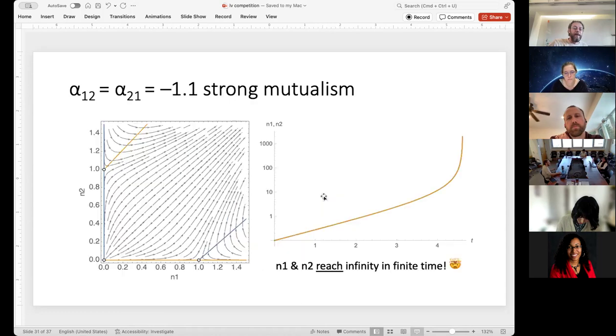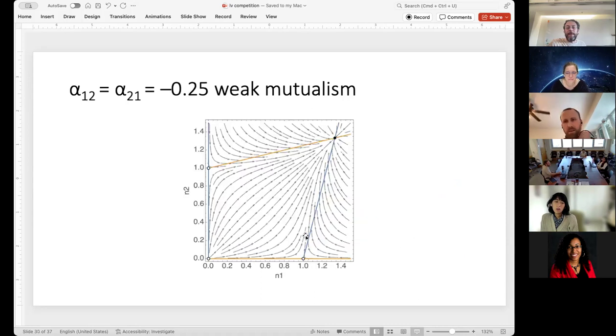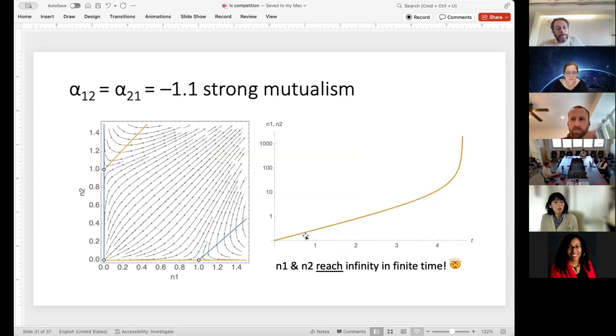But don't go too far, because if you make mutualism so strong that those isoclines don't intersect anymore, then there's this kind of runway, this path that just leads off to infinity for both species, and they blow up. Technically, they reach infinity in finite time. Not a good model of strong mutualism. But anyway, just tossing that out there. And then there are ways to fix it, right? So any question on this tour of Lotka-Volterra, strength of competition or mutualism?